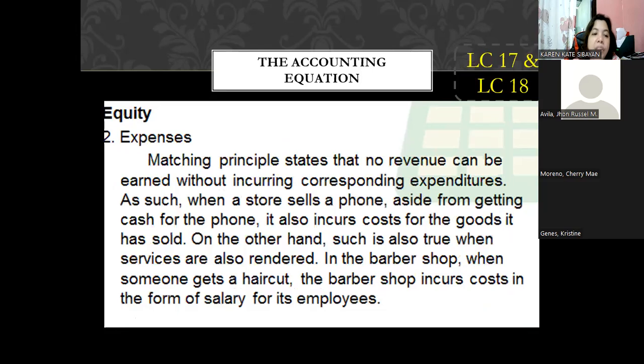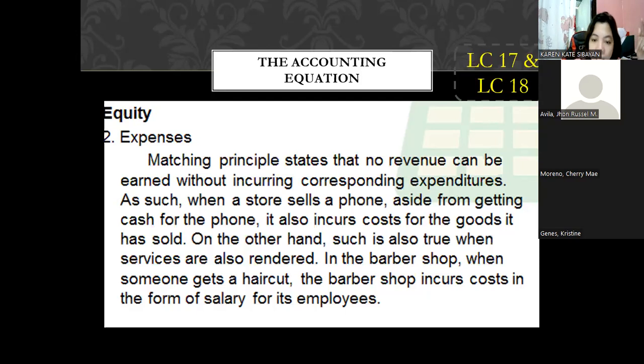Okay? So, another is yung expenses. Nabanggit ko na yung 5 major accounts na tinatawag kong class. Una, assets, then liabilities, followed by capital, revenue, and expenses. So, these are the 5 major accounts na sinasabi ko. Okay? And mahalaga na alam ninyo kung ano-ano yung mga accounting titles associated sa 5 major accounts na yan. Okay? So expenses. Matching principle.